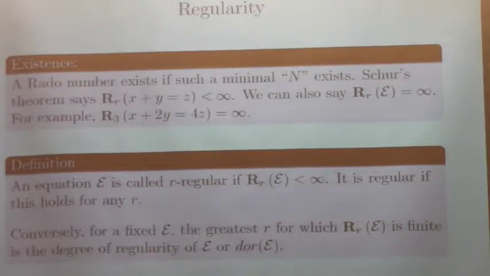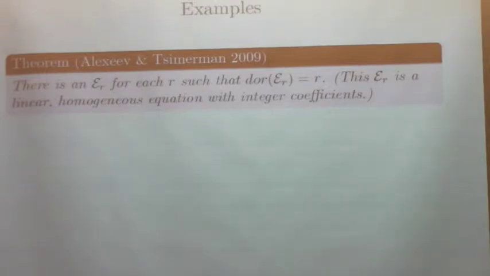So those are just general terms that we're going to use sporadically throughout the talk. And just to convince you that they're meaningful, in 2009, extending some work of a few other people, Alexeev and Tsimerman proved that there is an equation that is exactly R-regular. Its degree of regularity is R. And it's not a weird example. It's a linear homogeneous equation. And what that tells us is that these distinctions are meaningful. They're not just made-up categories that are all equal, which it'd be interesting if you could prove they were, but this tells us that you can't prove that.